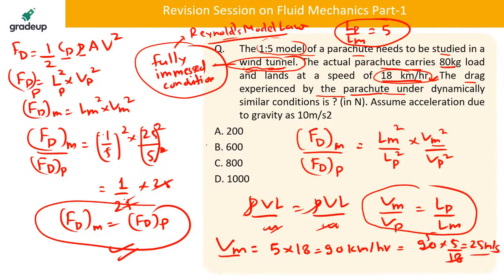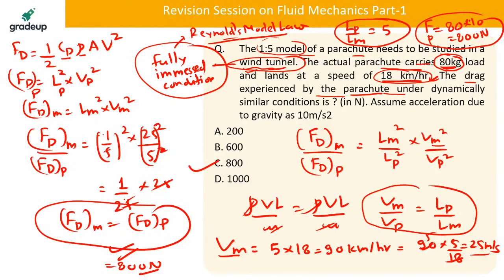So what is the drag force in the model? It is the same as the drag force in the prototype. Is it given in the question? It is 80 kg. It is the actual weight, which is the drag force. If g is equal to 10, in the prototype it is 80 into 10, that is 800 Newton. So in the model, it will also be 800 Newton. Are you getting this or not? So we have to apply the Reynolds model law for solving this question.